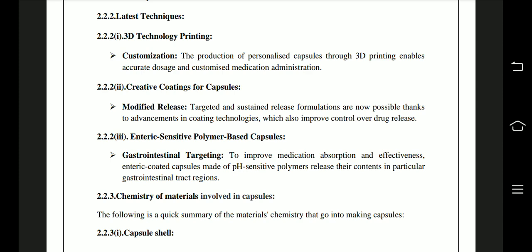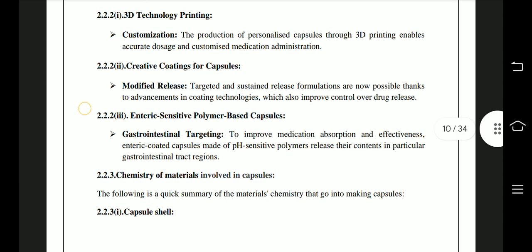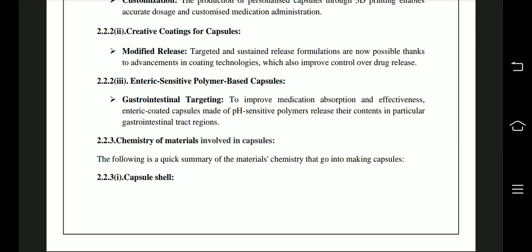Second one is creative coatings for capsules, modified release. Targeted and sustained release formulations are now possible thanks to advancements in coating technologies, which also improve control over drug release. Third one is enteric, pH-sensitive polymer-based capsules. Gastrointestinal targeting. To improve medication absorption and effectiveness, enteric coating capsules made of pH-sensitive polymers release their contents in particular regions of the gastrointestinal tract.